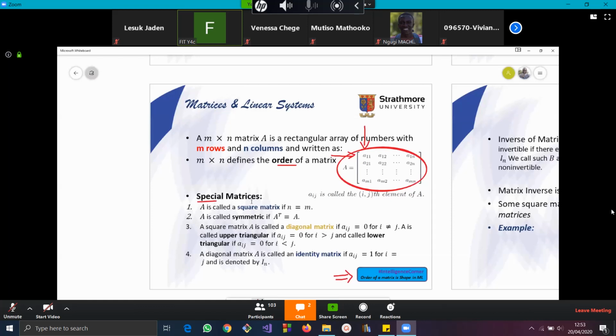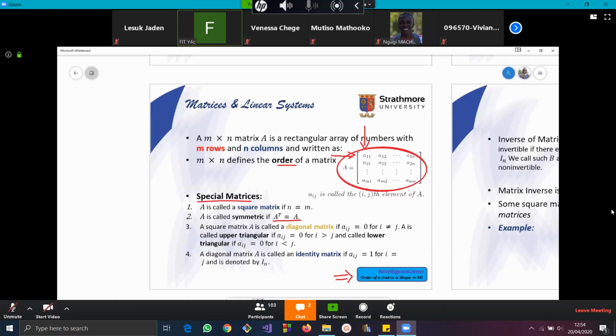There are some special matrices that we will use that you should know. Number one is a square matrix, where the number of rows is equal to the number of columns. Then there is a symmetric matrix. A^T means the transpose of A. Transpose means that you just interchange: the rows become the columns and vice versa. If the transpose of a matrix is equal to the matrix, we call that a symmetric matrix. Symmetric is a geometrical term. It means that even if you twist that matrix, you will still have the same one.